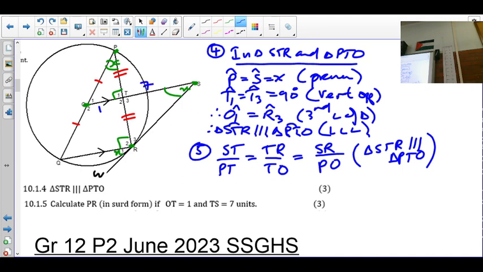Okay. So we got 7 over. They want you to calculate PR. Which is this length here. So if I can calculate the length of PT and double it, then I've done the job. Not so?